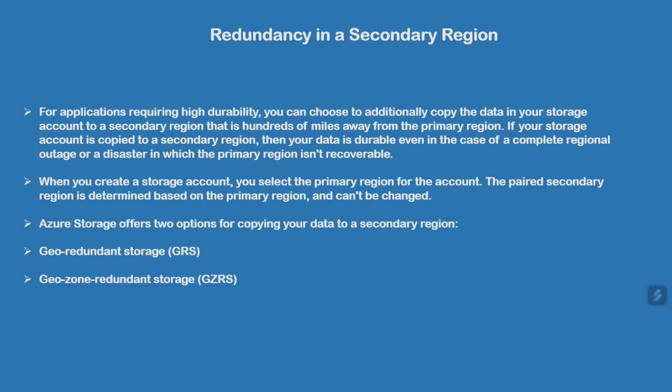Secondly, it offers two options for copying your data to a secondary region. One is GRS and another one is GZRS. So there are two options: geo redundant storage and geo zone redundant storage. Now we will talk about geo redundant storage in detail.